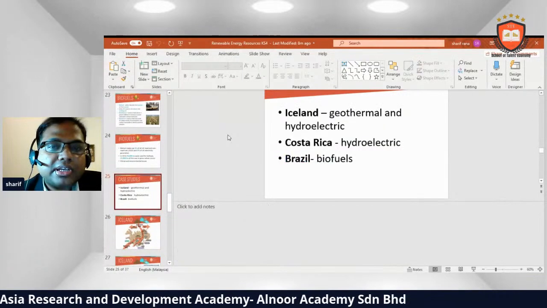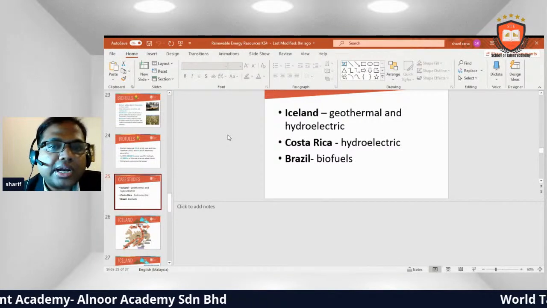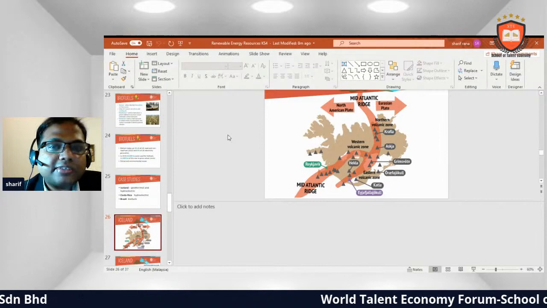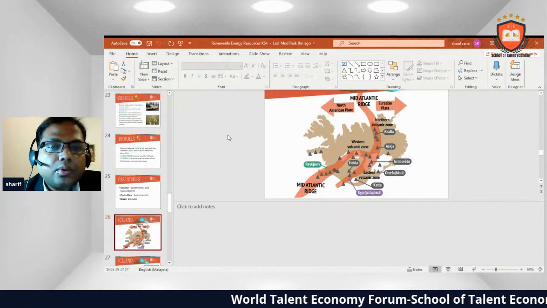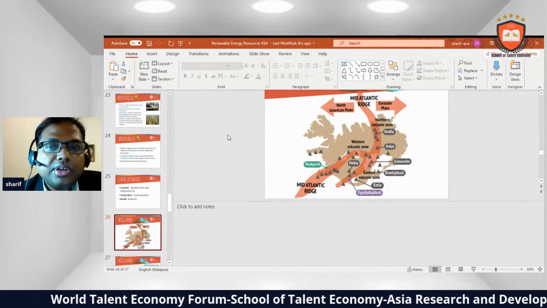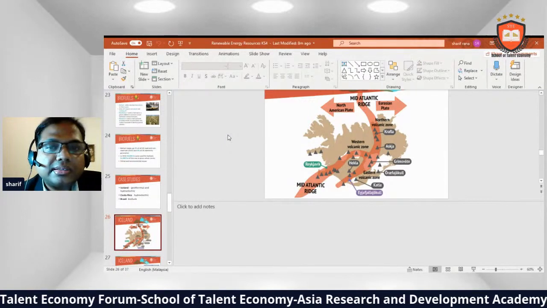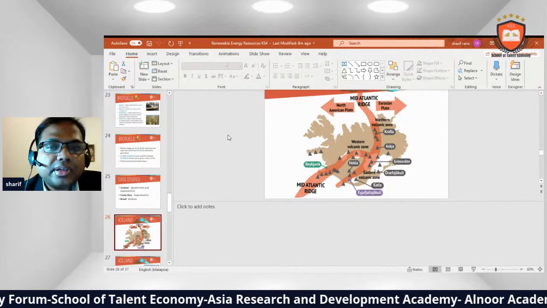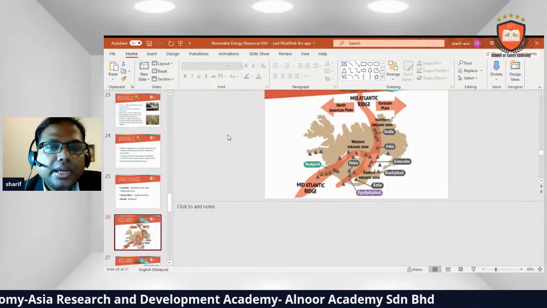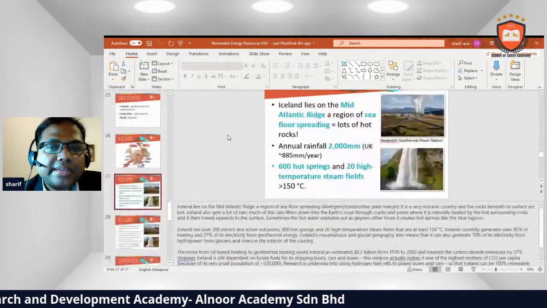Ethical and environmental issues. Iceland: geothermal and hydroelectric. Costa Rica: hydroelectric. Brazil: biofuels. There are many important aspects happening. From here we can observe the North American and Eurasian plates, the Western volcanic zones, and the Mid-Atlantic Ridge. There are many things happening.